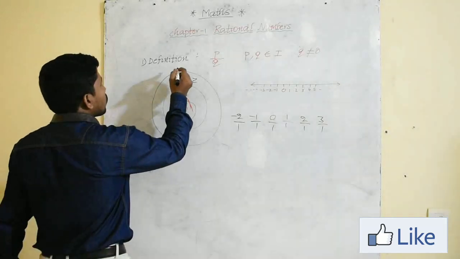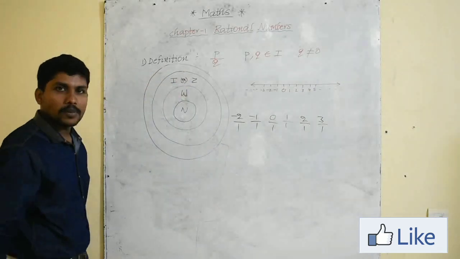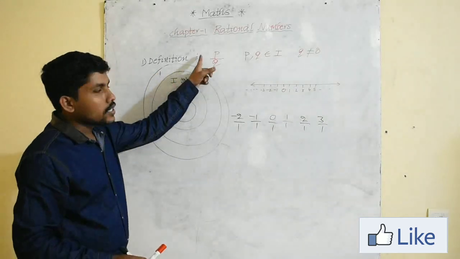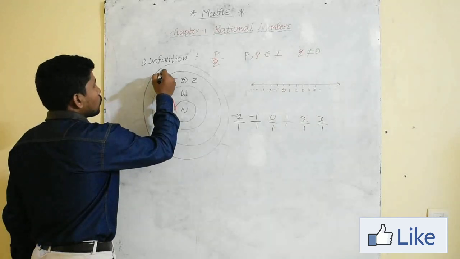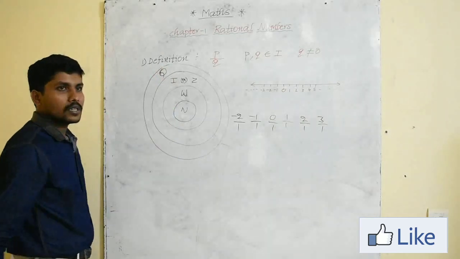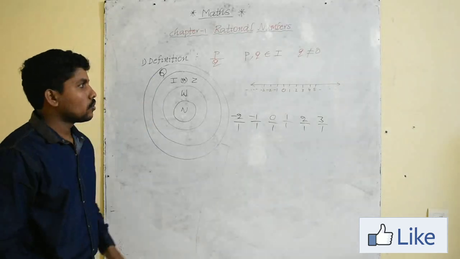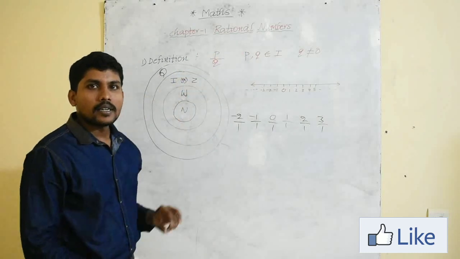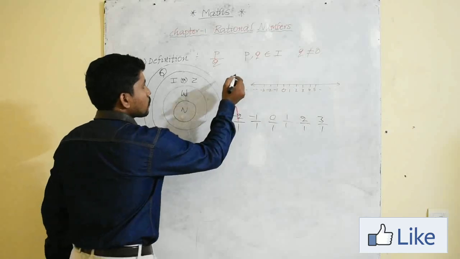So for diagrammatic, what we can represent, all these belong to rational numbers, and these rational numbers are denoted by capital Q. Why they are denoted by capital Q means these rational numbers are also called quotient numbers.